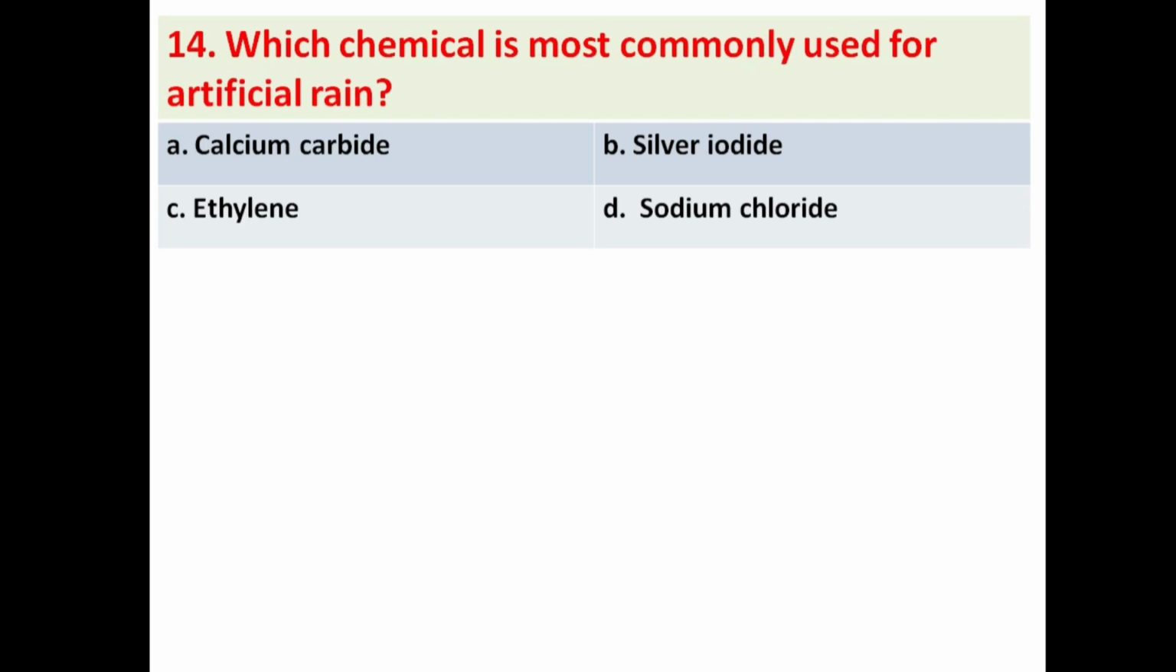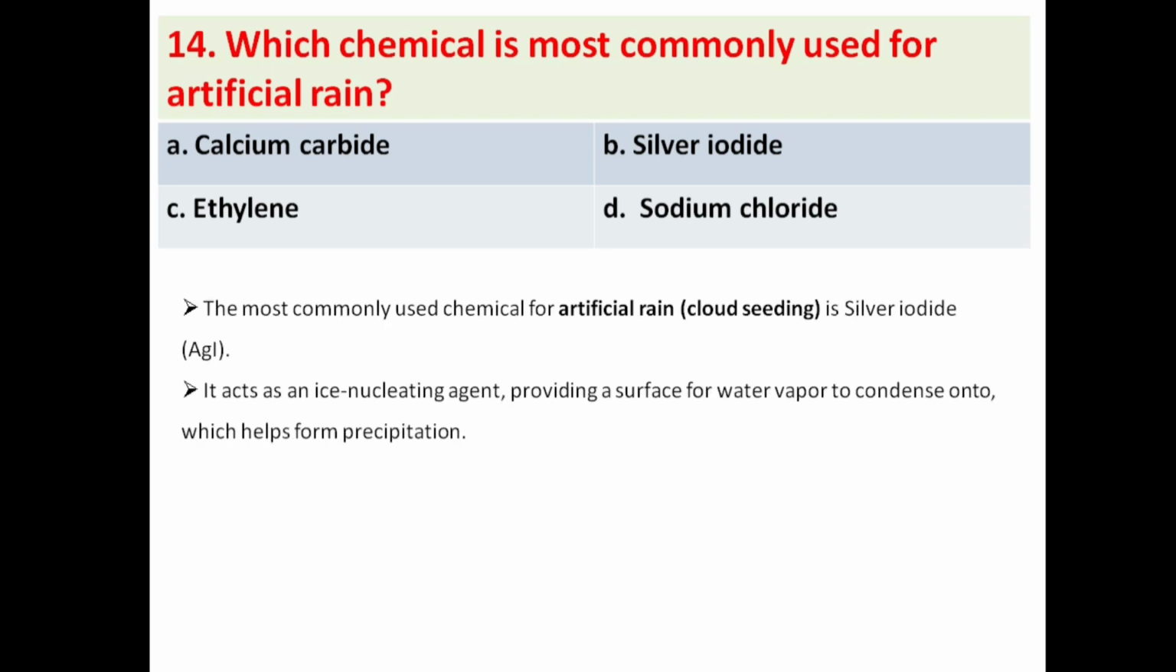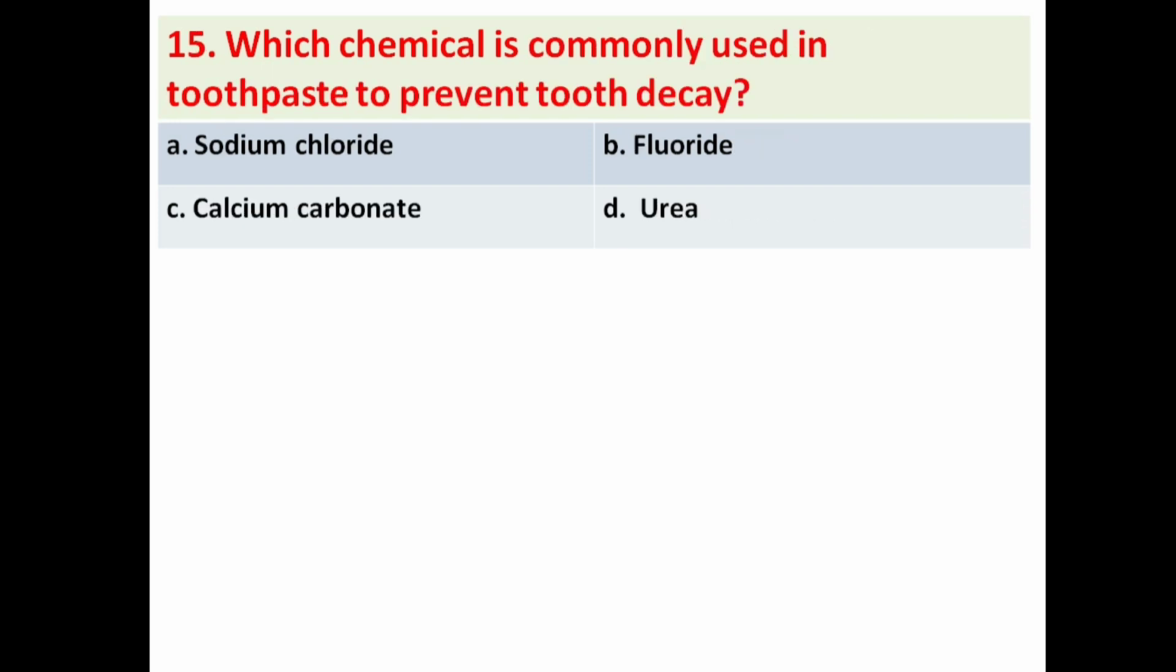Next question, which chemical is most commonly used for artificial rain? Option A, calcium carbide, B, silver iodide, C, ethylene, D, sodium chloride. The most commonly used chemical for artificial rain, that is also called cloud seeding, is silver iodide, that is AgI. Option B, that is silver iodide, is the correct answer, which is used for the artificial rain.